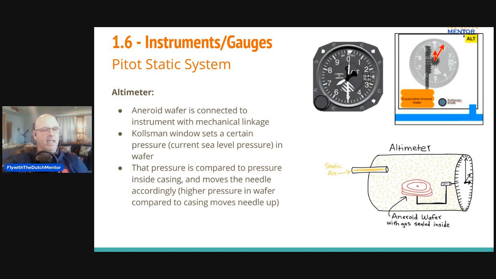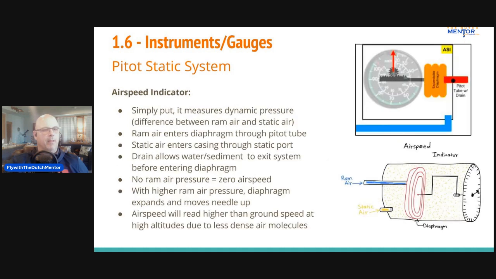Now, there's no leaking here, right? Because we're giving an accurate reading of the altitude that we're in with that. The next instrument is the airspeed indicator. Now, of course, this uses both a static port as well as the pitot tube itself.